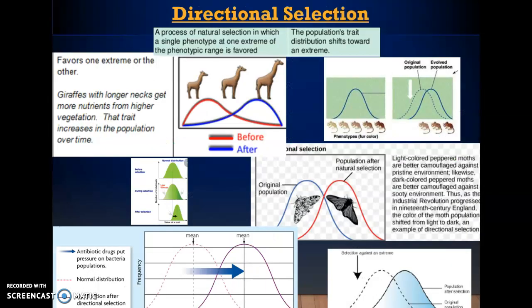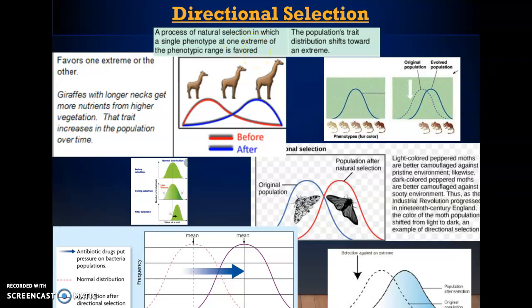So we'll start first with directional selection. And again, I have a link there. Please go to it. I would watch it right now, but Screencast-O-Matic doesn't allow me to record sound from the computer, only from my voice, unless I upgrade. Not doing it. Okay, so directional selection is where you have one extreme favored over another.